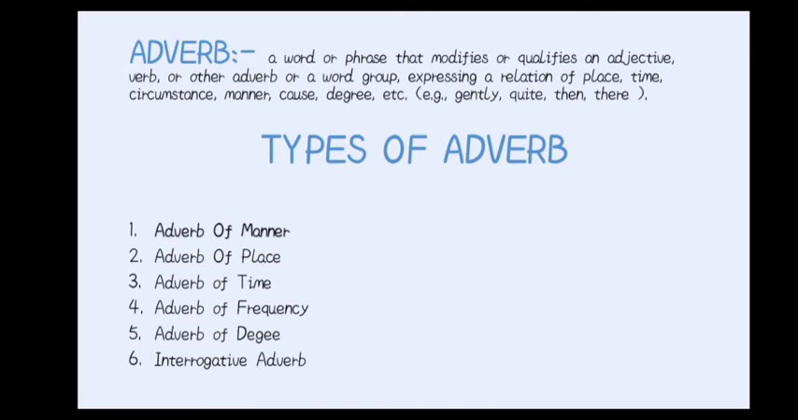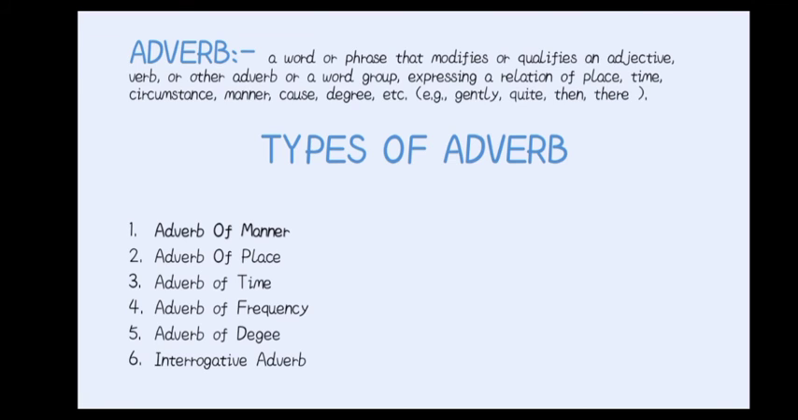Now, there are again different types of adverbs: adverb of manner, adverb of place, adverb of time, adverb of frequency, adverb of degree, and interrogative adverb. One by one we'll be learning. The first is the adverb of manner, which shows how an action is being performed. For example, if I say Ria talks politely.